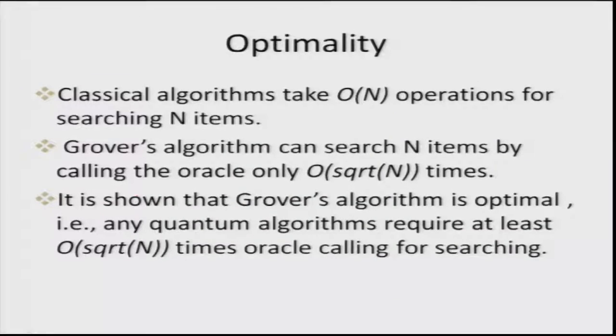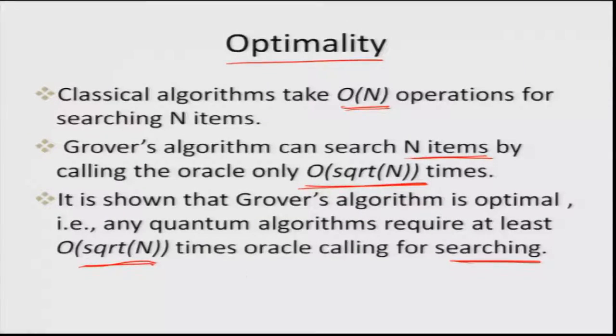So, the one very important thing to note here as a result of this is the optimality of this process. The classical algorithms take order n operations for searching n items. Grover's algorithm, however, can search n items by calling the oracle only square root of n times, and so it is at least a quadratic speed up. It is also shown that Grover's algorithm is optimal, that is, any quantum algorithm requires at least square root of n oracle calls for searching.